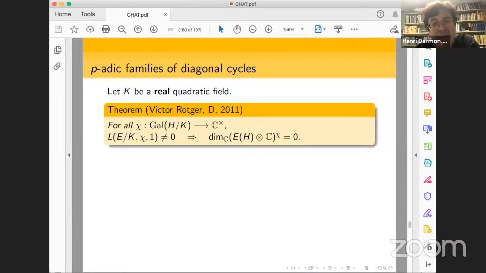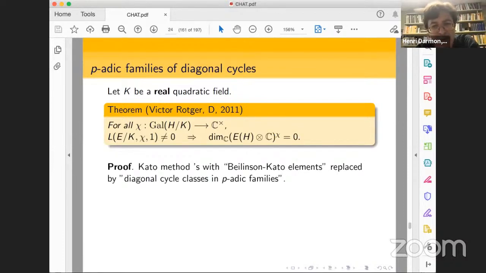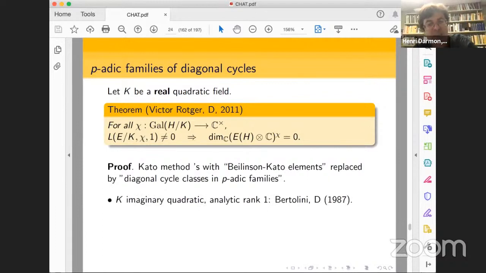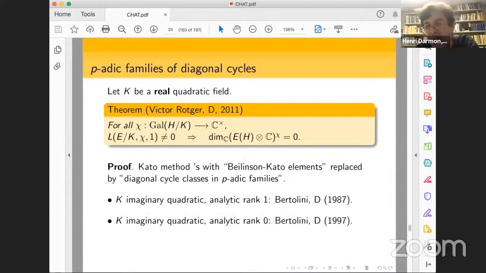And so this is an exact analog of that very minor result that I had obtained with Bertolini in our second year of graduate school, which was the case where K is a quadratic imaginary field in analytic rank 1, and then later using congruences extended to analytic rank 0.